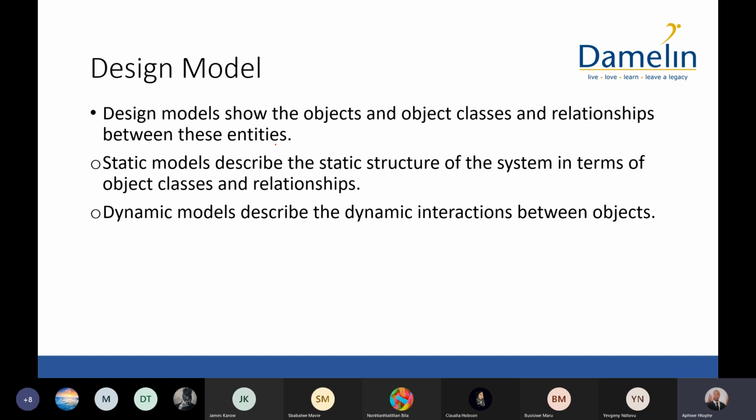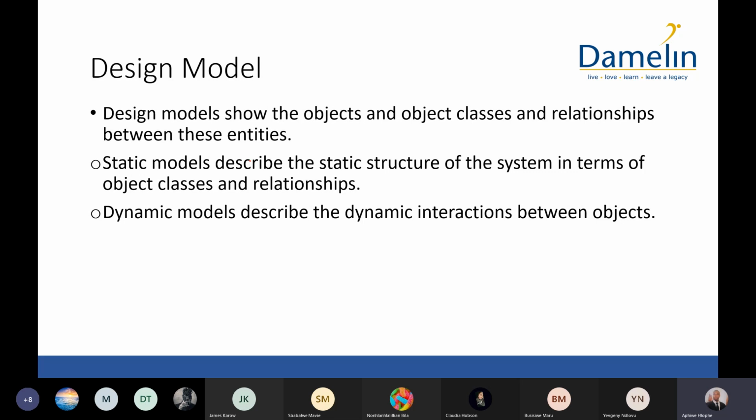And our design models, we talked about architectural patterns and architectural models in the previous study units. So when we talk about design models, design models show the objects and object classes and relationships between these entities. We have two types. We have static models, and then we have dynamic models. Static models are those that show the structure of a system in terms of its object classes and relationships.